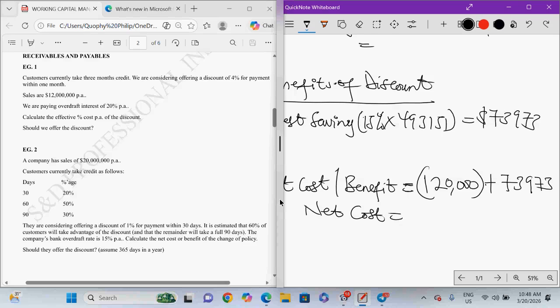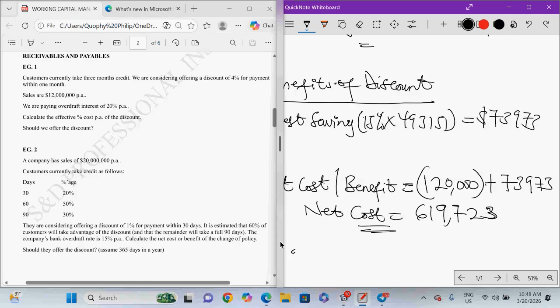So it's just 61,9723. So this is our net cost, right? So it is a net cost.